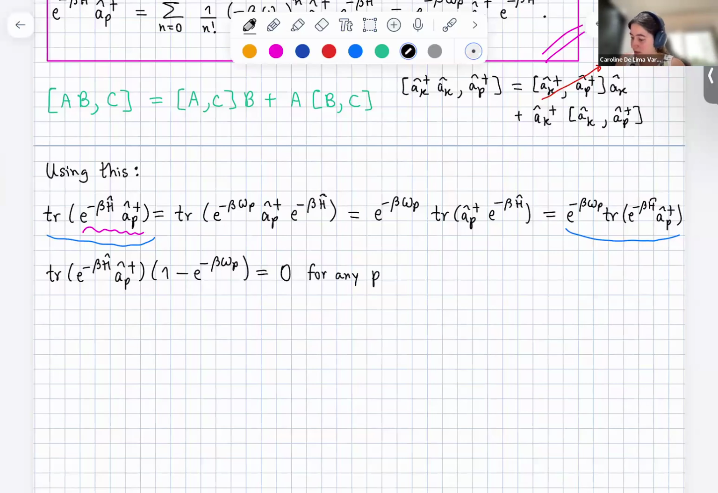For any omega_p. And then just as a reminder, omega_p has to be larger or equal to 0. But this is true for any p, so what we can conclude is that the trace itself is going to be 0. So this trace here is going to vanish. Okay?